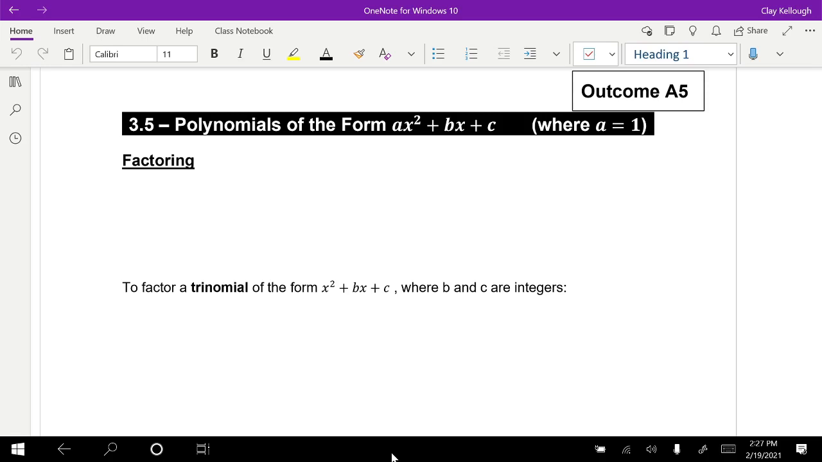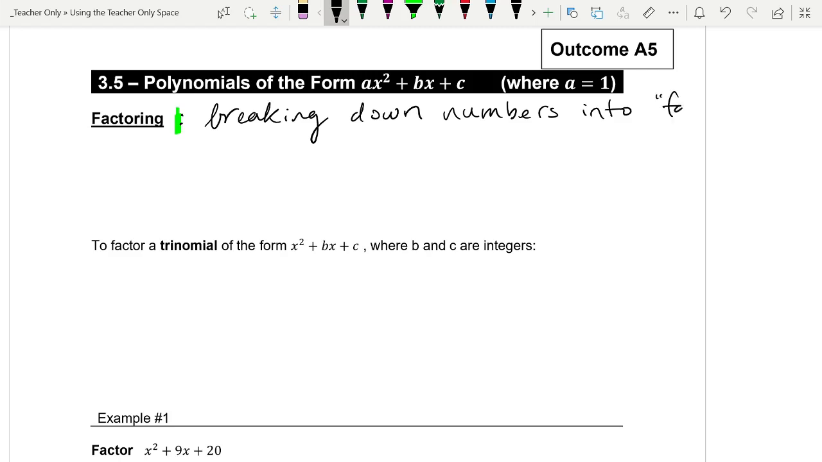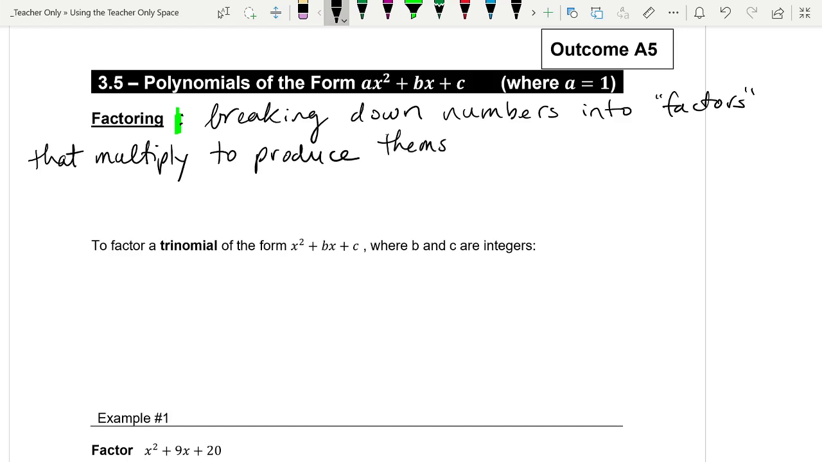Basically, factoring is breaking down numbers into factors that multiply to produce themselves.